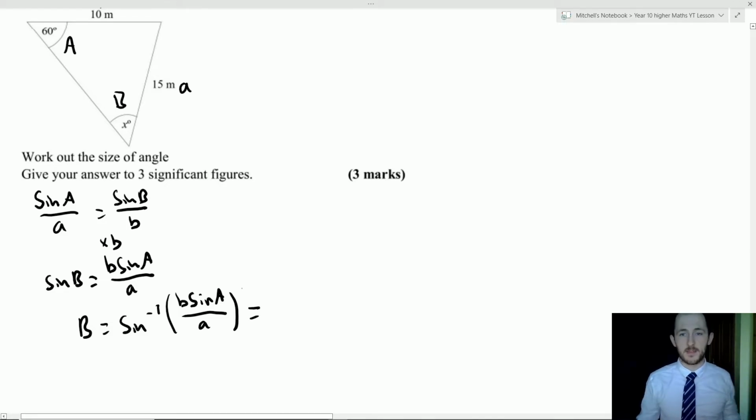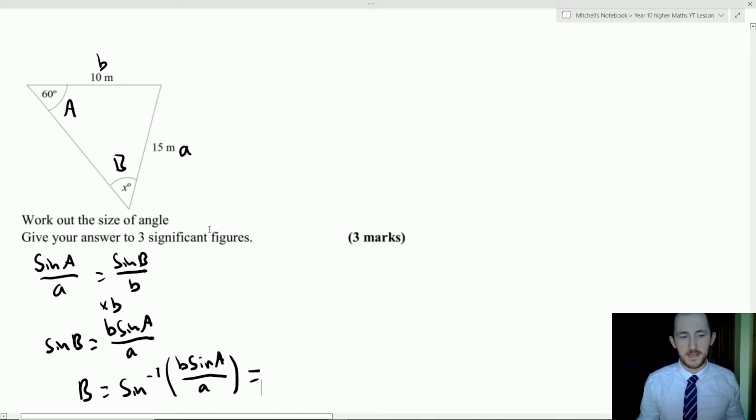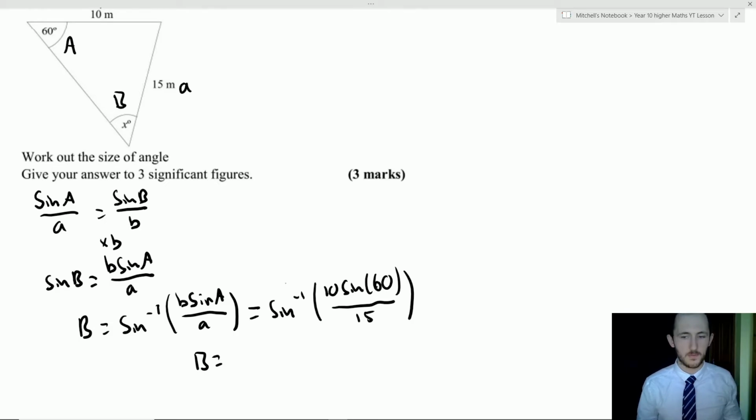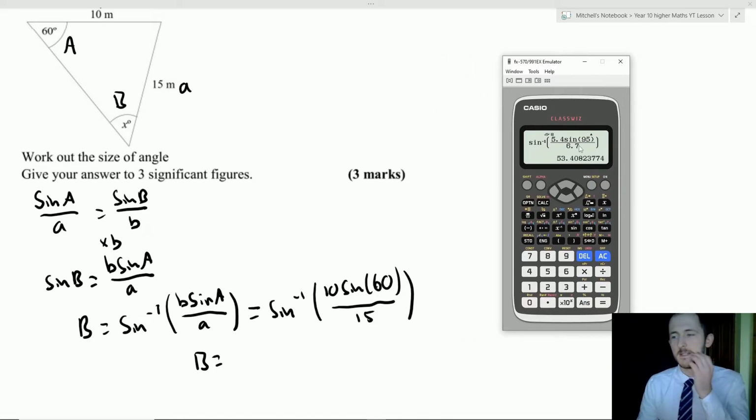Now we just need to sub in the numbers, okay? Lowercase b is 10, not too bad. Sine of 60. Lowercase a is 15. So then B is just equal to, well, let's work out what B is equal to by doing it on our calculator.